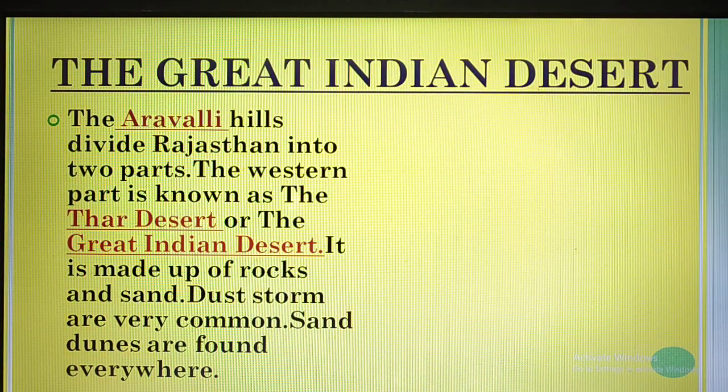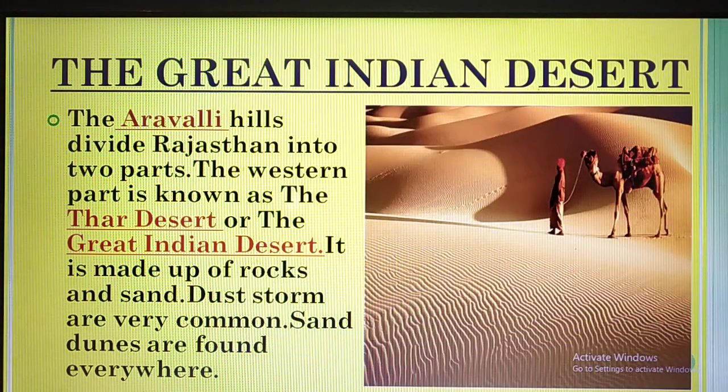The Great Indian Desert or the Thar Desert. The Aravalli Hills divide Rajasthan into two parts. The western part is known as the Thar Desert or the Great Indian Desert. It is made up of rocks and sand. Dust storms are very common. Sand dunes are found everywhere.